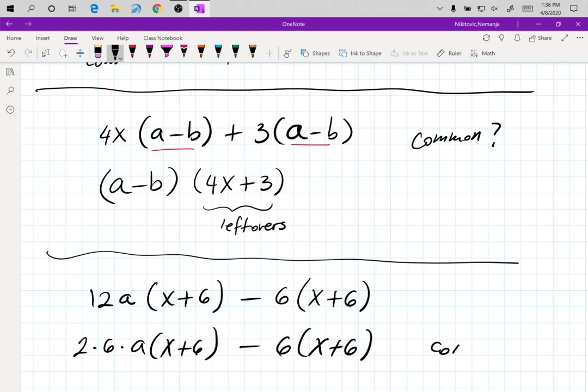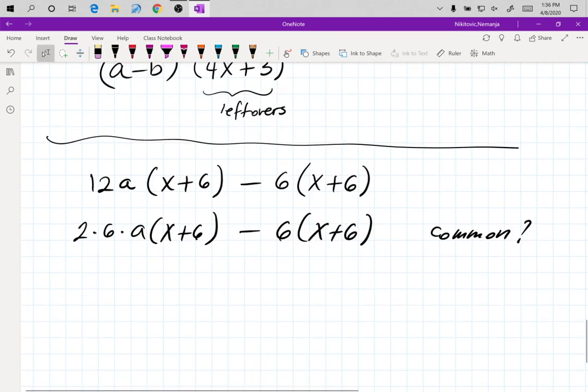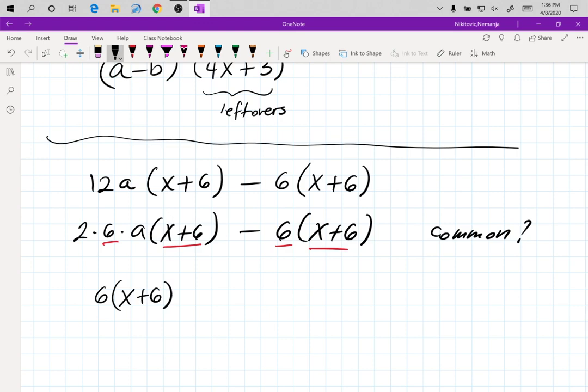And now when you ask yourself what's common, you get that both of these have a 6 and both of these have the big parenthesis. So 6(x + 6) is the common stuff. And the leftovers are 2a minus 1.